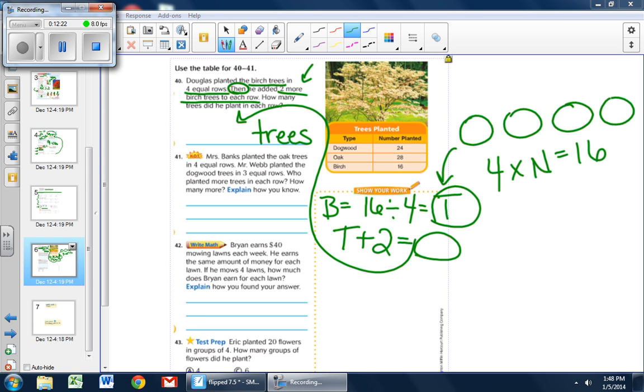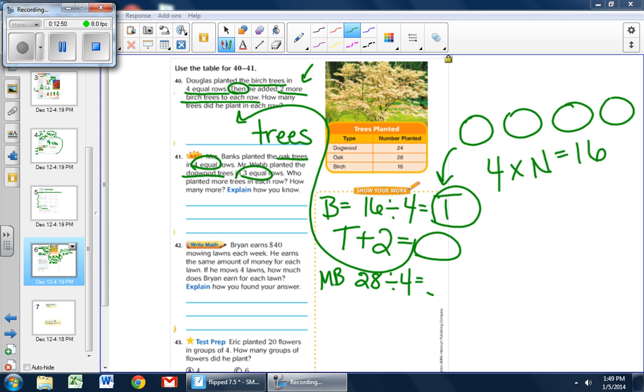Number 41. Mrs. Banks planted the oak trees in 4 equal rows. So we're looking at oak trees this time. Mr. Webb planted dogwood trees in 3 equal rows. So we have 4 equal rows, 3 equal rows. Who planted more trees? Okay, so we're going to do Mrs. Banks here. And she planted the oak trees, which was 28, in 4 rows.